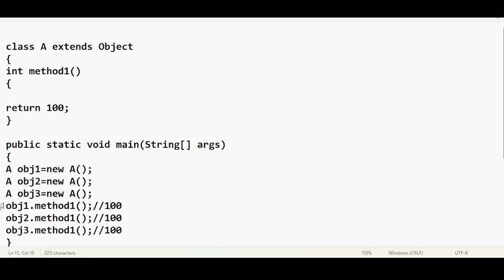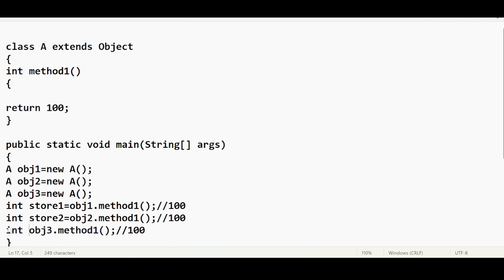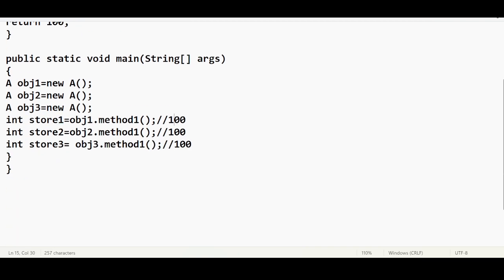We need to store this. We can store this by using a variable, another variable called integer store 1, integer store 2, integer store 3. Now store 1 is going to store 100, store 2, 100, store 3, 100. Now you can use system.out.println store 1. If I do this, 100 will be printed in the console. Either use store 1 or you can directly use this. Both will be the same. Either use store 1, 100 will be displayed, or if you use this directly, 100 will be displayed.